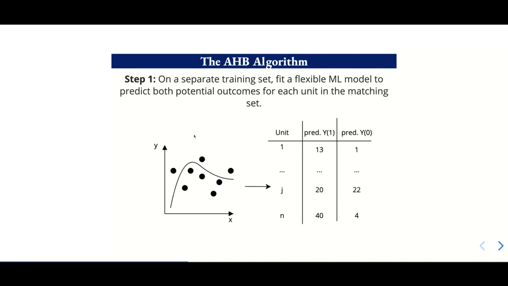So on this training set, we're going to fit a flexible machine learning model to predict potential outcomes for each unit in the matching set. So again, for each unit in the matching set, we're going to use the training set data to predict what would happen if it got the treatment, which here is denoted by y1, and what would happen if it didn't, which is denoted by y0. I'm going to create a nice little table with all our matching units and these predictions in it. And again, this can be done with your favorite machine learning tool. It can be a black box. It can be whatever you want.